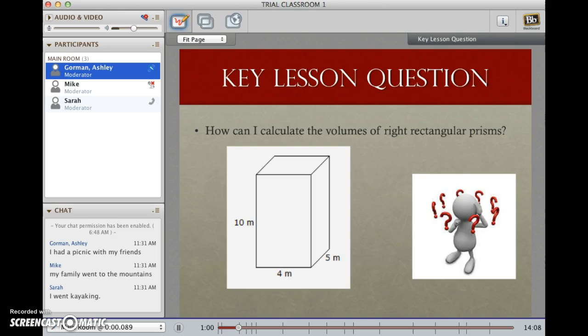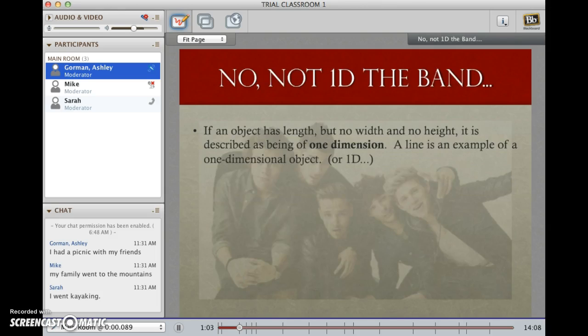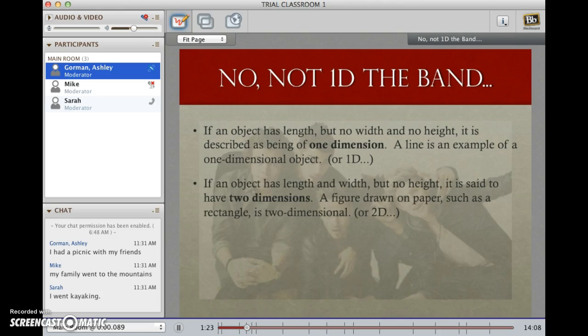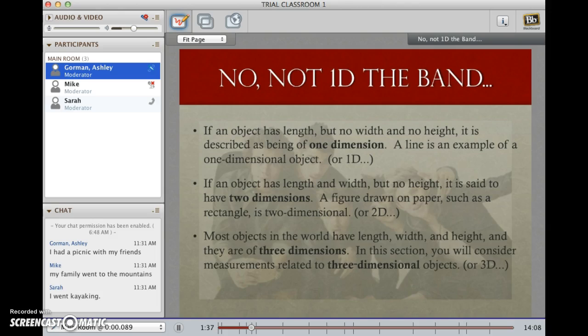All right, well, we're going to start a little bit by talking about just some of the different dimensions in math class. So don't be disappointed. I know this is Mike's favorite band, but when we're talking about one dimension or 1D, no, it's not the band, but if an object has length but no width or height, we're going to say it's one dimension. A line is an example of a one-dimensional object. We also have a two-dimensional object, or 2D, which is when an object has length or width. So that would be like a rectangle, a square, some of the shapes that we've already found area of this year.